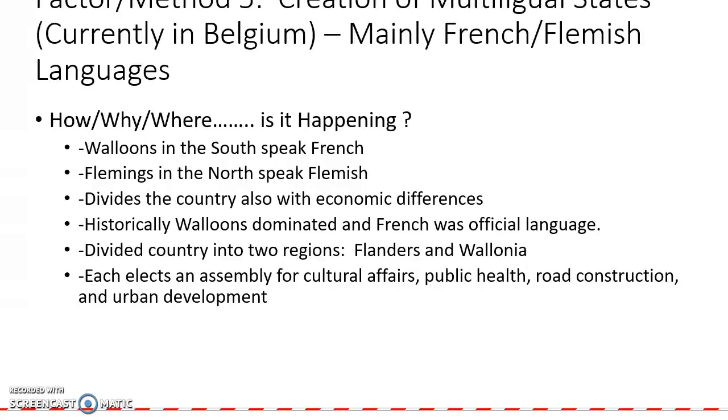So what the government has done is they've divided the country into two regions, Flanders and Wallonia. And these two regions act fairly independently and autonomously. And those languages are revived and alive and promoted in both of these two main regions. Each of these regions elects an assembly for cultural affairs, public health, road construction, and urban development. So they could also revive and preserve a minority language by creating a multilingual state like they've done in Belgium to preserve Flemish, because the dominant language is mainly French.